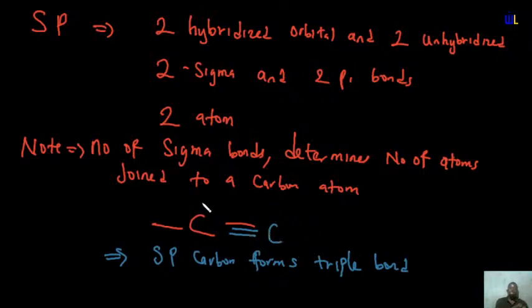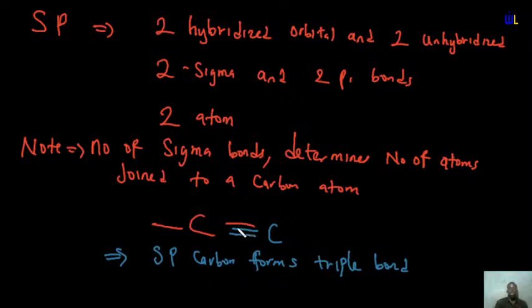So anytime you have triple bond existing between atoms, it is as a result of what type of hybridization? Sp hybridization. Why? Because 2 sigma bonds cannot join together. It's not possible. Whenever you see multiple bonds, one of them is a sigma bond, the rest are pi bonds. That's how it works. So in triple bond, 1 sigma bond and 2 pi bonds. So that's that basically about your sp.